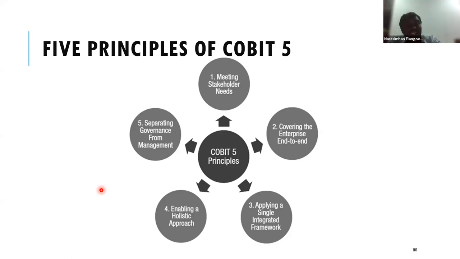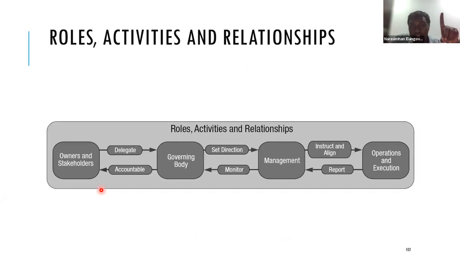Second, covering the enterprise end to end. That means all the aspects you have to cover. It is not just that I'm using it only for one purpose. The multiple purposes I need to cover. Right? Third, use a single integrated framework, which is COBIT 5. Four, enable a holistic approach, right from the end-to-end process, and look at an inclusive approach. And last, very important, governance and management have to be separated, right?